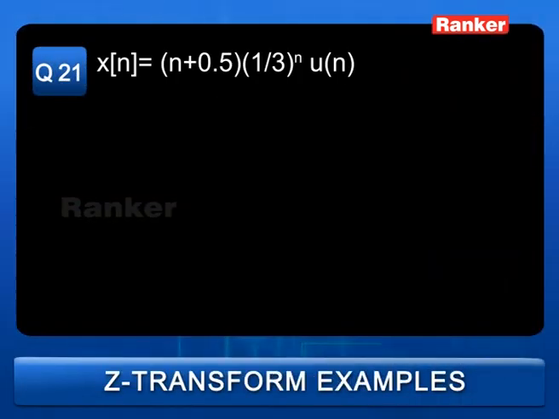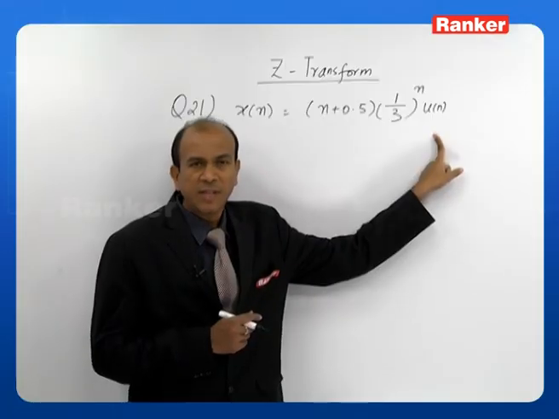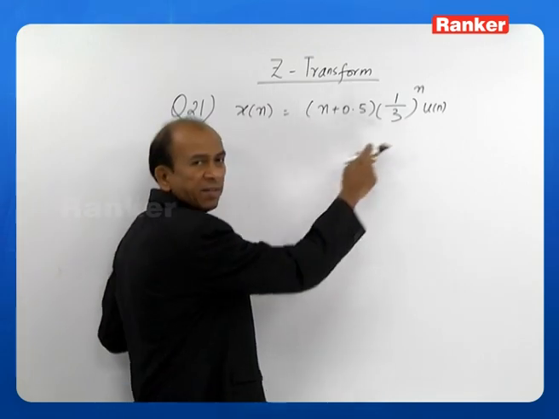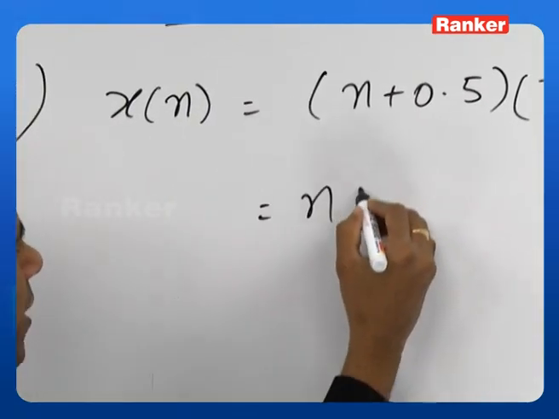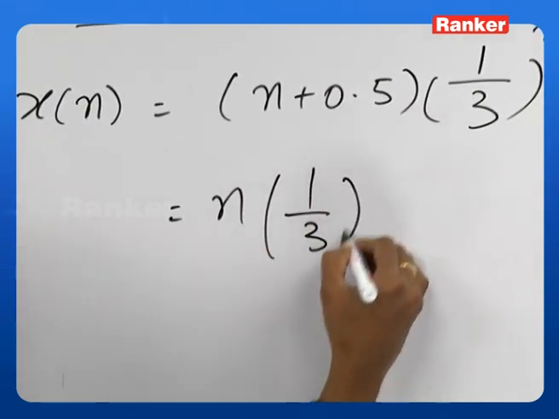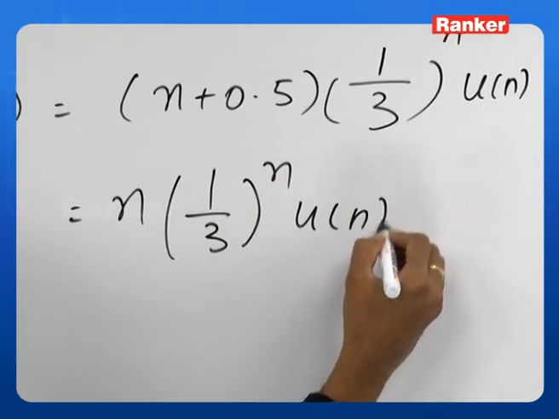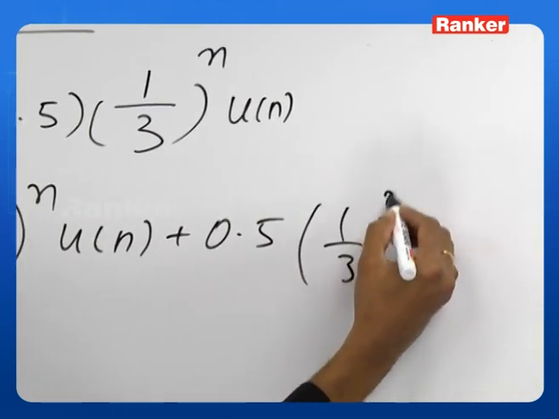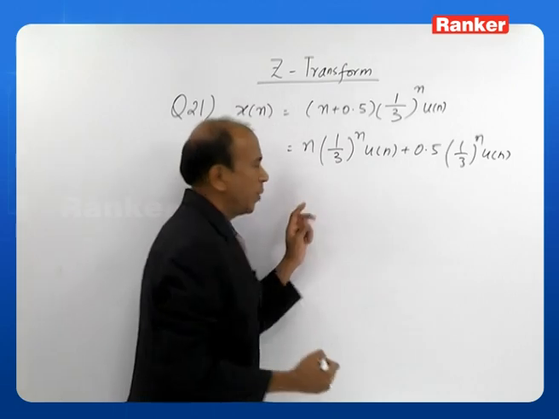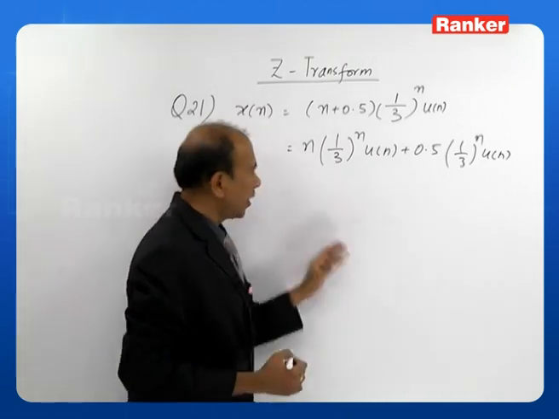As you see here, this is a problem which consists of this statement. There are two parts available in this question, so let us write them separately. I can write this as n into (1/3)^n plus 0.5 (1/3)^n. As you see, there are two parts in this.